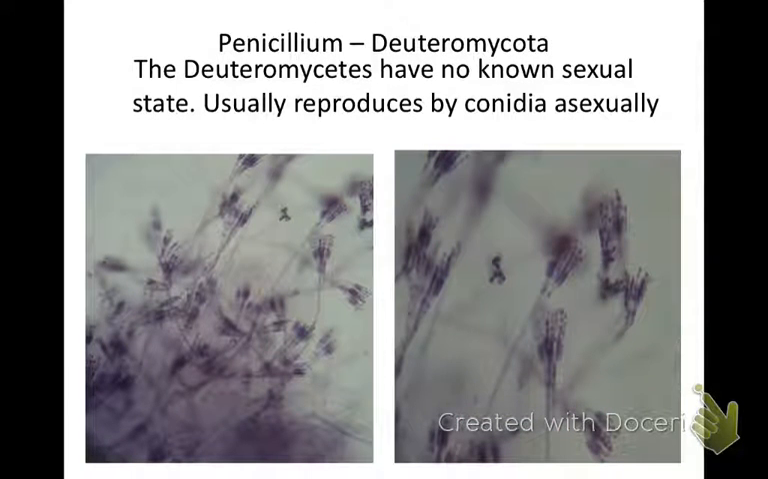The other deuteromycete we looked at was Penicillium, and so down here you've got the mycelium, and then the conidiophores, those specialized hyphae, can grow up, and here you can very clearly see those chains of spores that are budding off of the tip of the conidiophores.